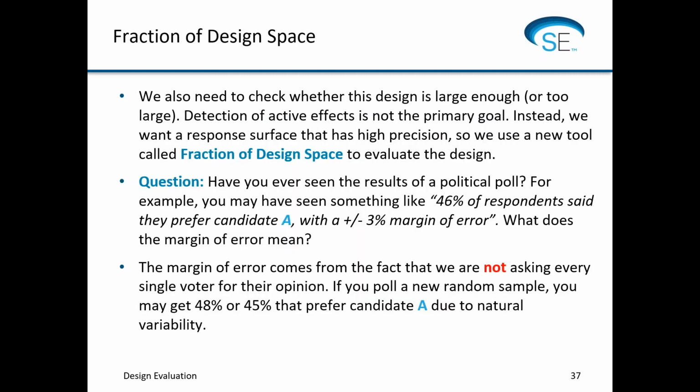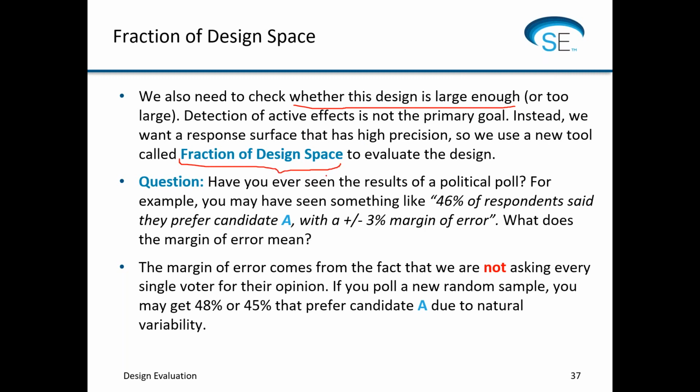So finally, the last thing is we need to check the fraction of design space plot. Sometimes this confuses people, so I'm going to try, in 5 minutes, to give you a crash course on how you would use this. We need to check whether this design is large enough or if it's too large. Once again, detection of active effects is not the primary goal of response surface experiments. Instead, we want to fit a model to the data that has high precision and that's accurate. So we use a new tool. We're not using power, we're using the fraction of design space plot here.